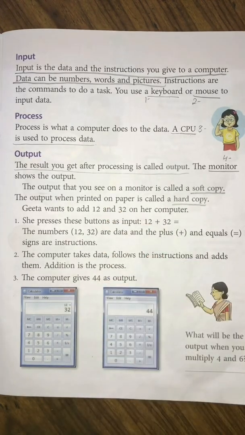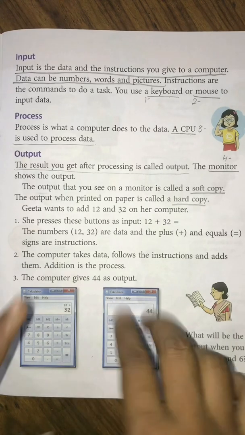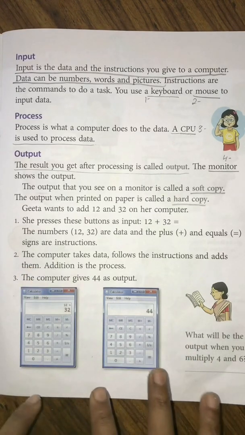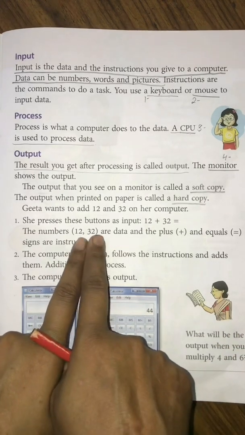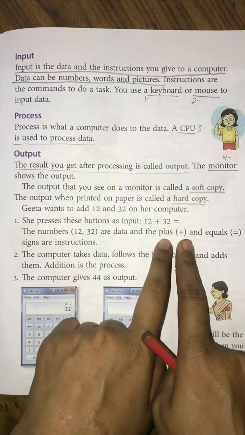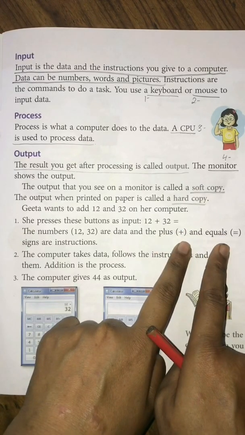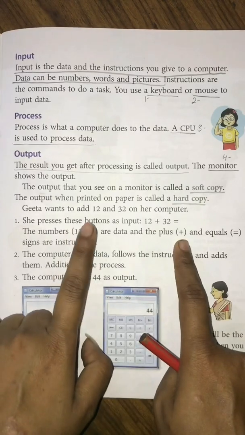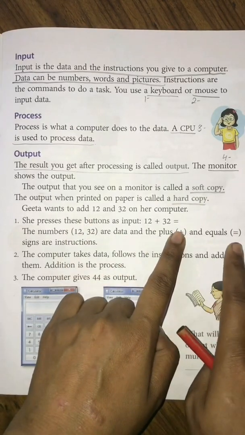Now here one small example is given, just listen carefully. Geeta wants to add 12 and 32 on her computer. She presses these buttons as input, that is 1, 2 plus 3, 2 is equals to. The numbers 12 and 32 are data. Now she is pressing the buttons. What she is giving inside is the numbers, it is data, and she is giving the instruction, that is plus and is equals to.